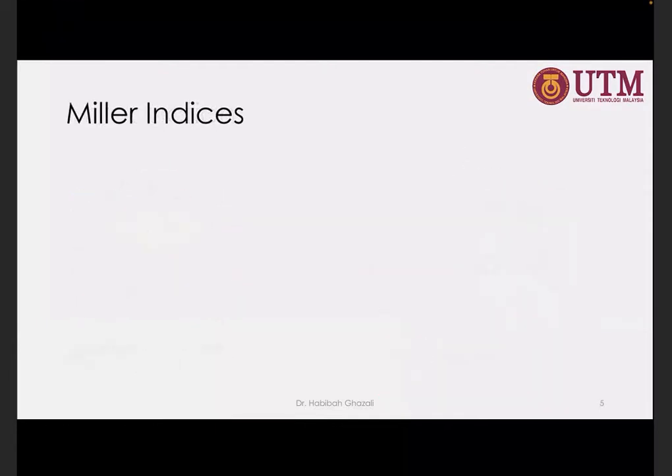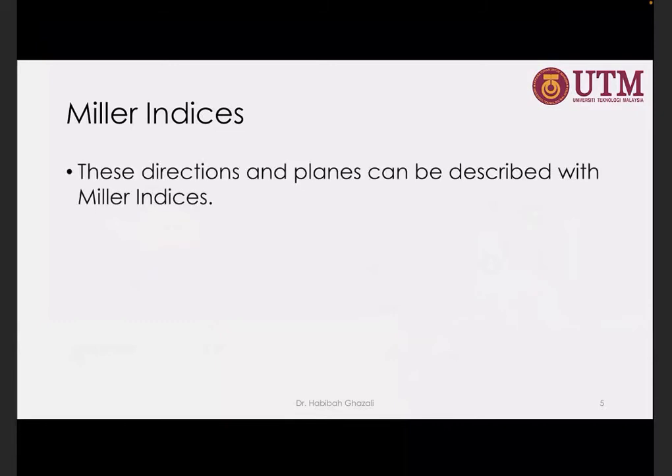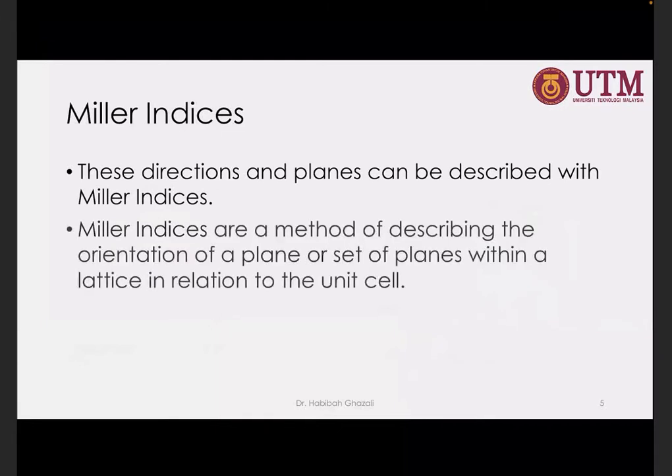To understand that, they create a system called Miller index. This direction and plane can be described with Miller index. Miller indices are a method of describing the orientation of a plane or set of planes within a lattice in relation to the unit cell.